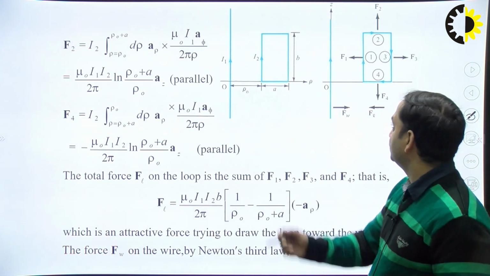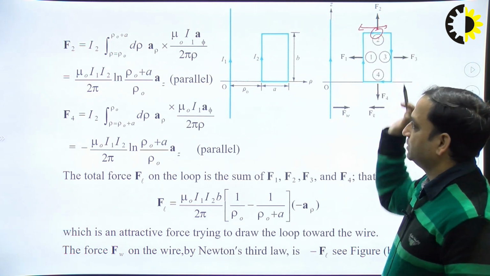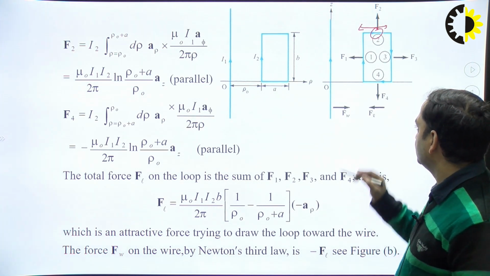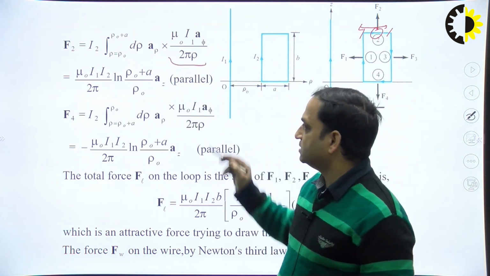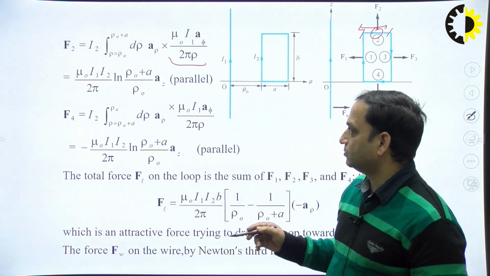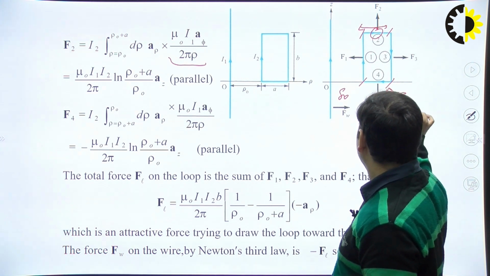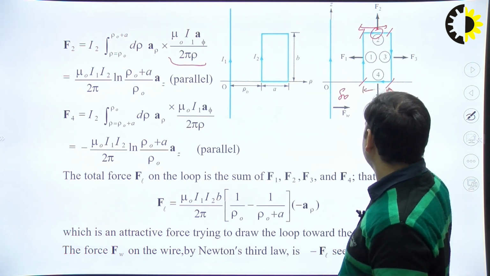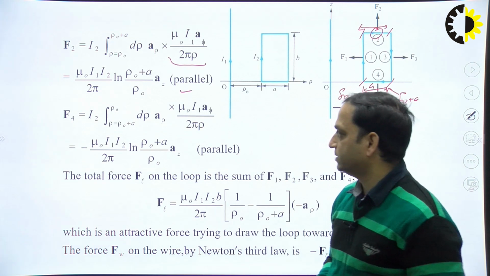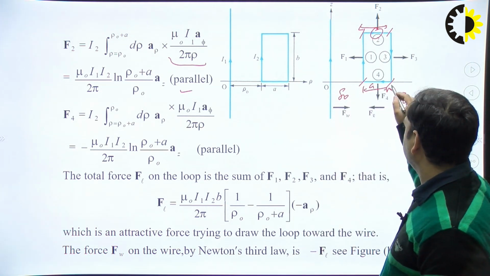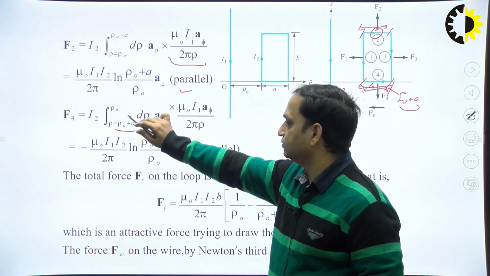Next is F2. In this segment, B is varying, so rho will vary from this length to this length. That is why the limits will be rho naught to rho naught plus a. Up to here this is rho naught, and this one is a. When solving this, F2 will be this much. Similarly for F4, the limits will be from here to here, so from rho naught plus a to rho naught.